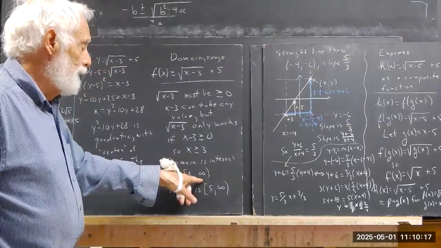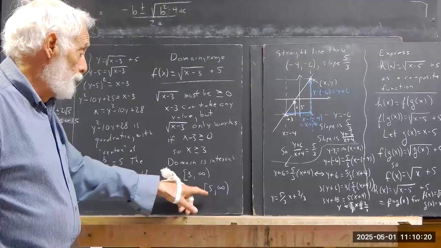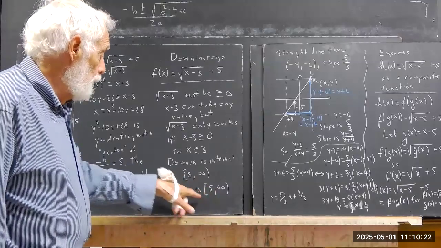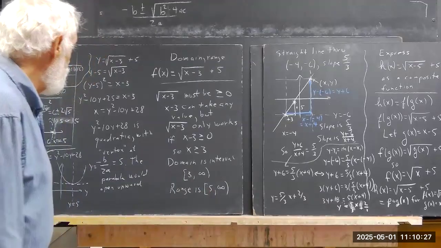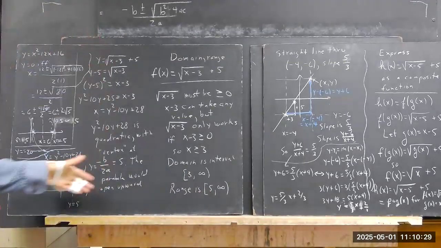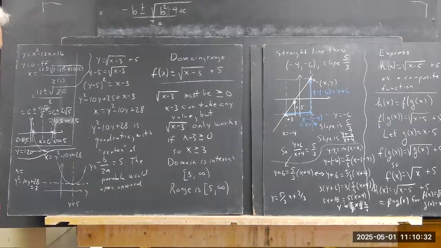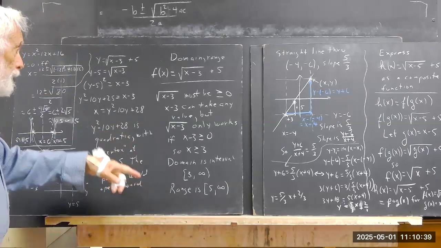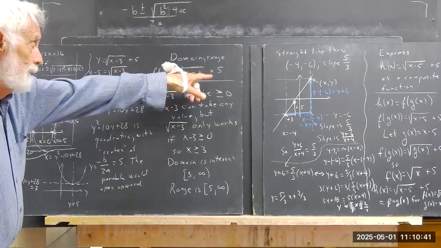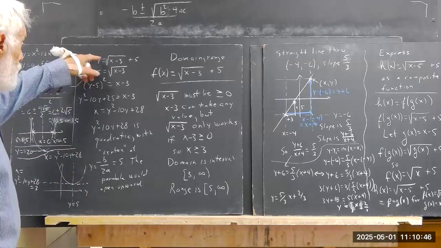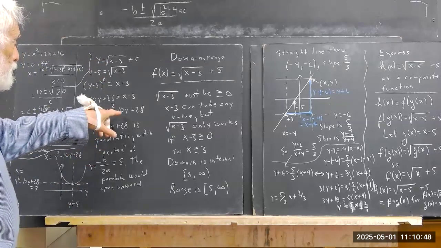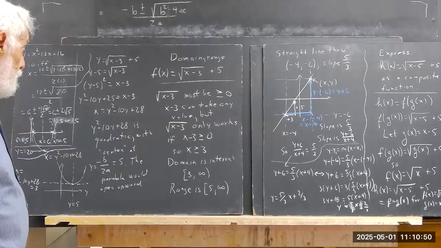So the domain is the interval [3, infinity). The range is the interval [5, infinity). Both those intervals are half closed. If we include 3, we include 5. I do this mysterious thing, which I probably won't put on the final, but it's worth seeing. So all I've done here is I've let y equal f of x, so y equals the square root of x minus 3 plus 5. I've solved this for x, and I got x equals y squared minus 10y plus 28.